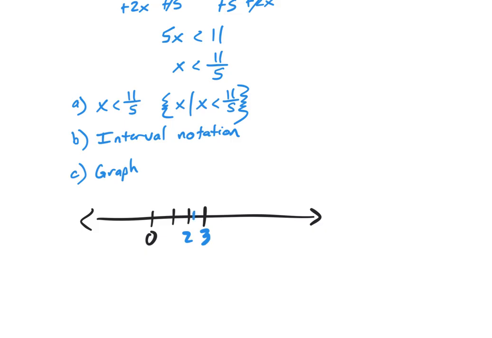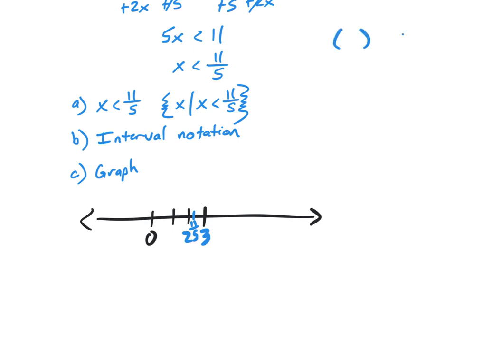So 11/5 would be like right here, because 10/5 is really 2. So 11/5 would be just a little bit bigger than 2. Okay, if we have a less than symbol, there's no equal to on it, then that's kind of like what we talked about earlier in the chapter. Less than or greater than is going to use a parenthesis.